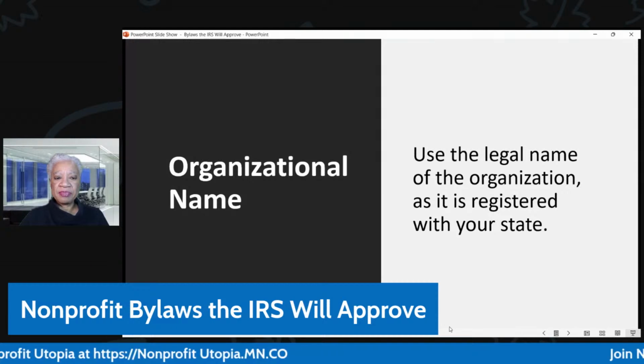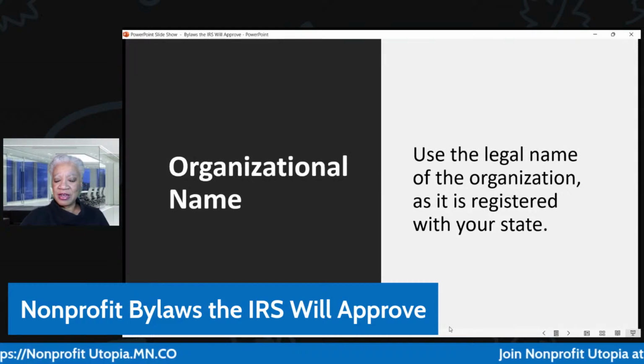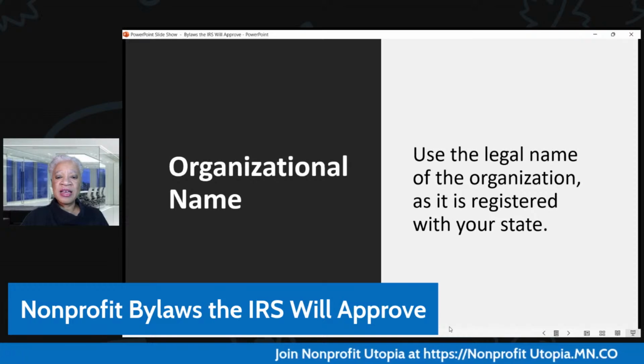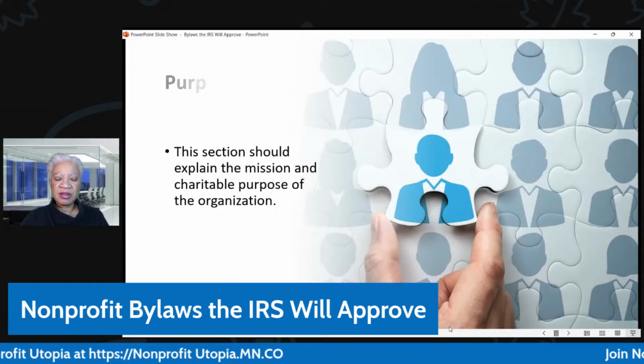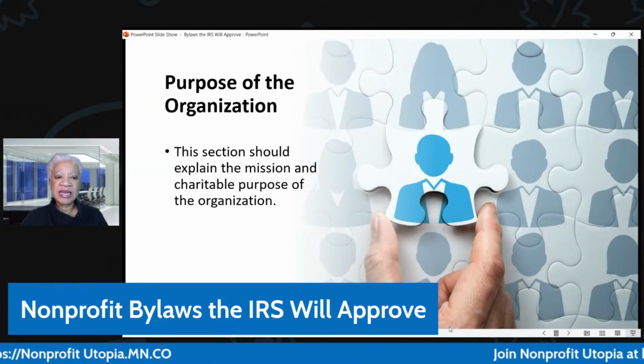Organizational name. Obviously, you're going to have your organization's name. You want to make sure that the name on your bylaws is the same exact name that you have on your articles of incorporation and every other legal document you have filed with the state.